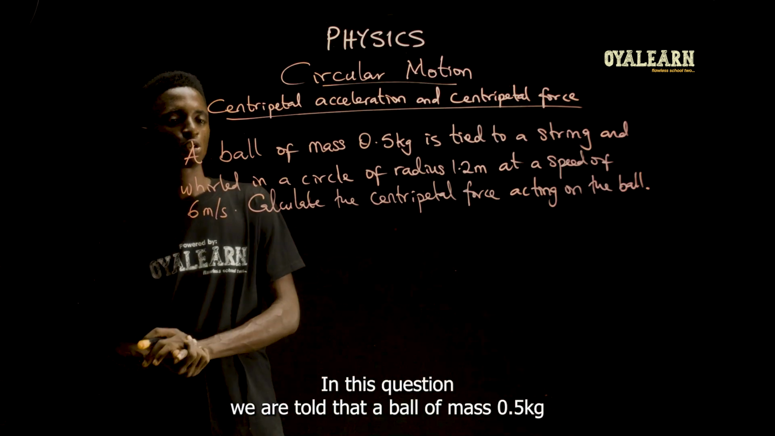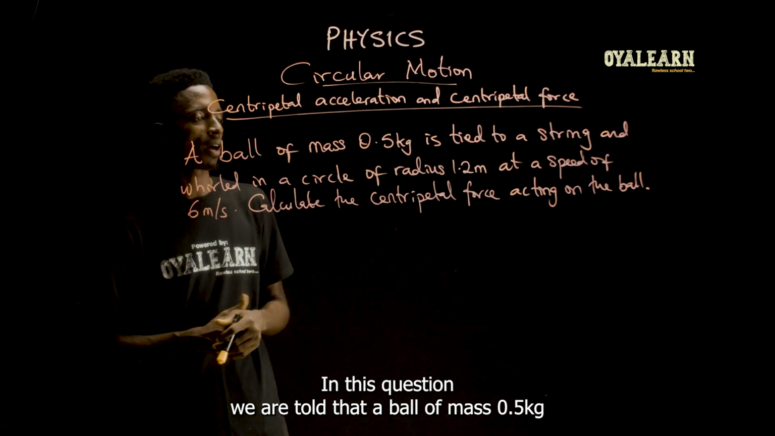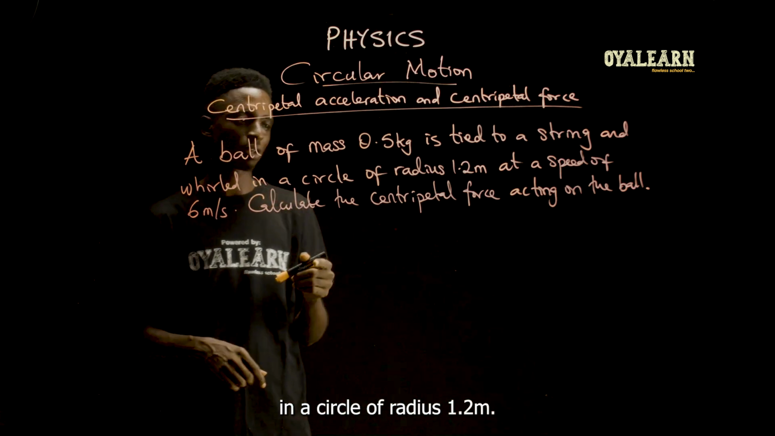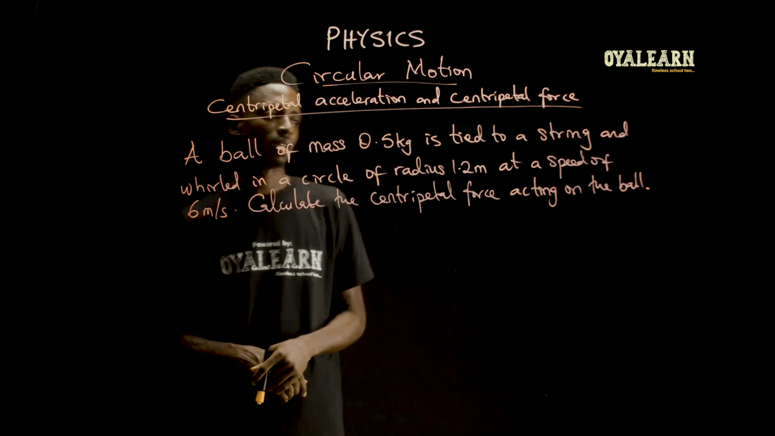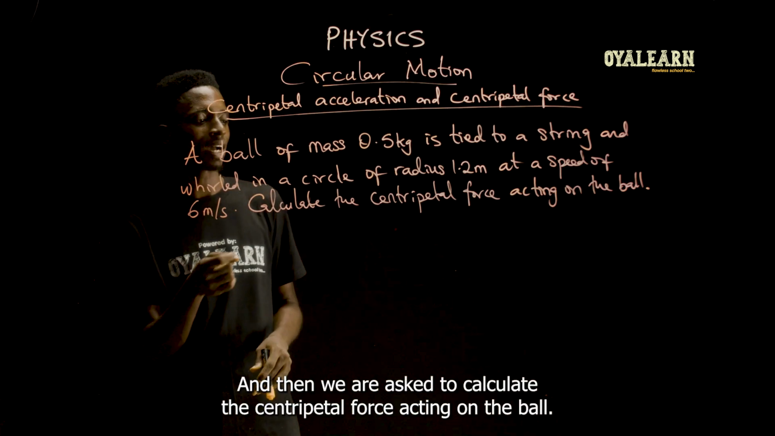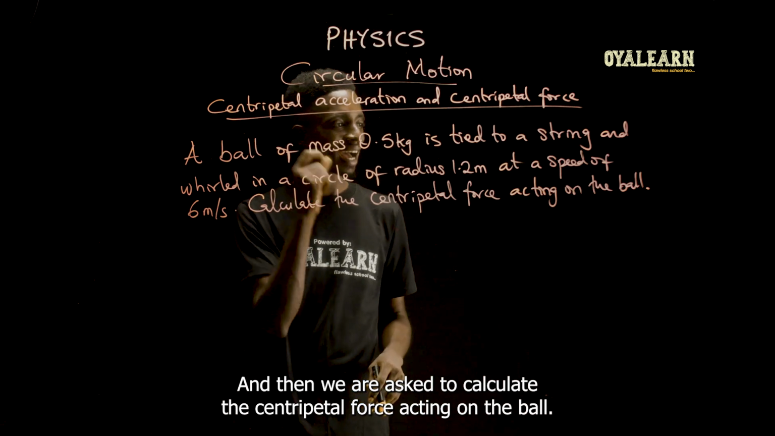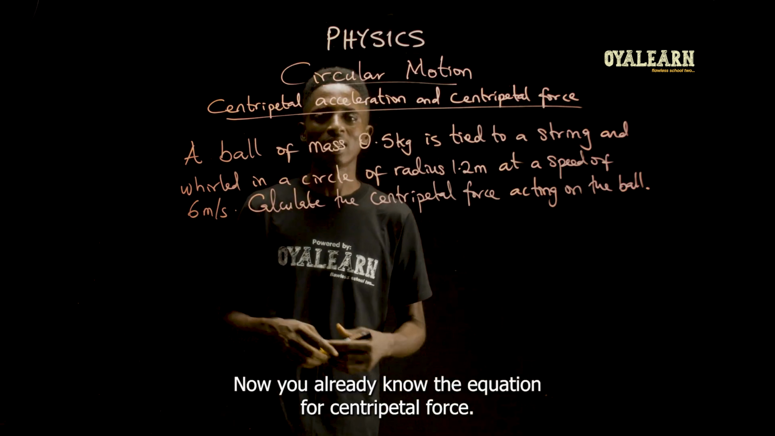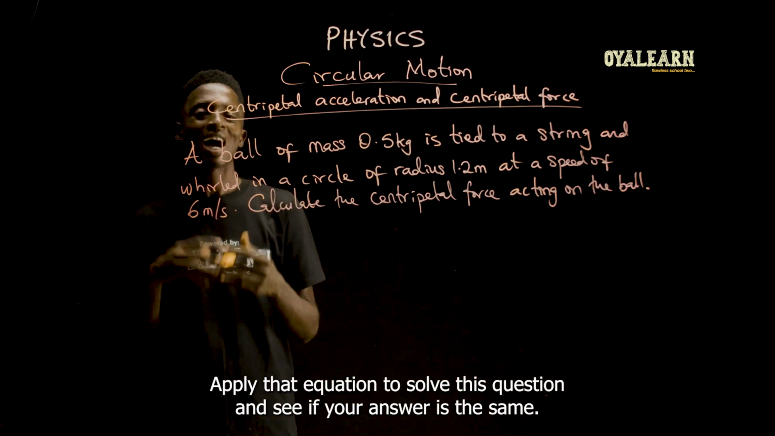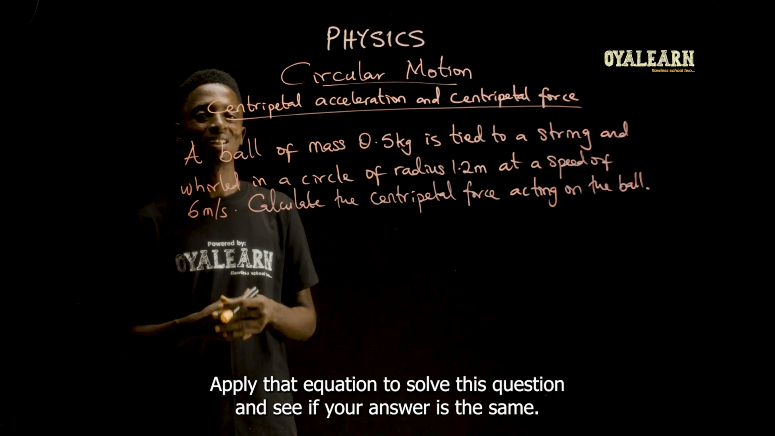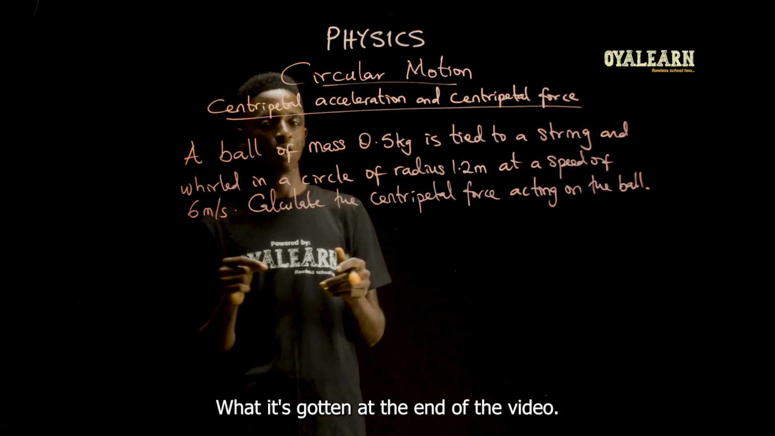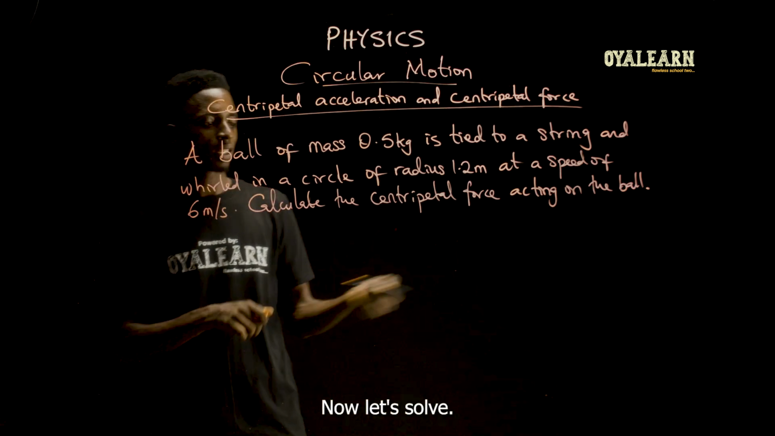In this question, we are told that a ball of mass 0.5 kilogram is tied to a string and whirled in a circle of radius 1.2 meters. This was done at a speed of 6 meters per second, and we are asked to calculate the centripetal force acting on the ball. You already know the equation for centripetal force. You can pause the video, apply that equation to solve this question, and see if your answer is the same as what is gotten at the end of the video. Now let's solve.